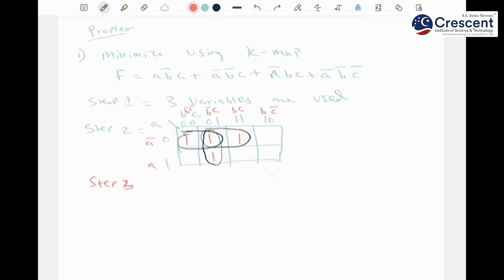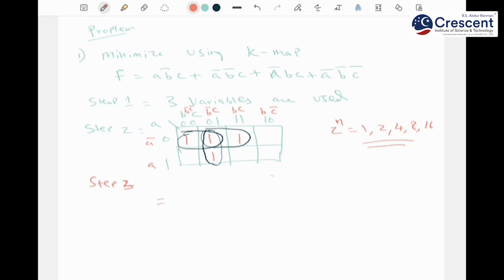Why can we not group? Because we know it should follow the formula of 2 power n, that is the number of cells which can be combined. It can be either 1 or 2 or 4 or 8 or 16. So 3 does not fall in this formula, so we cannot combine 3 together. Now you know how to reduce this.